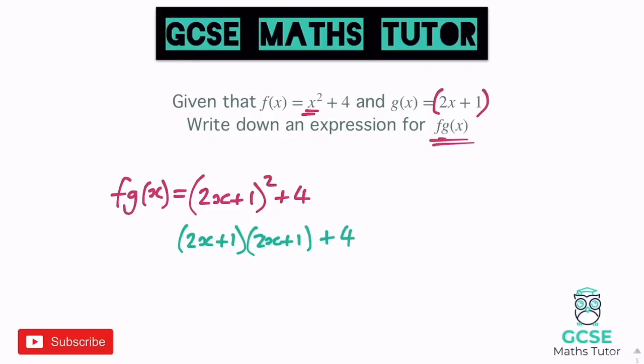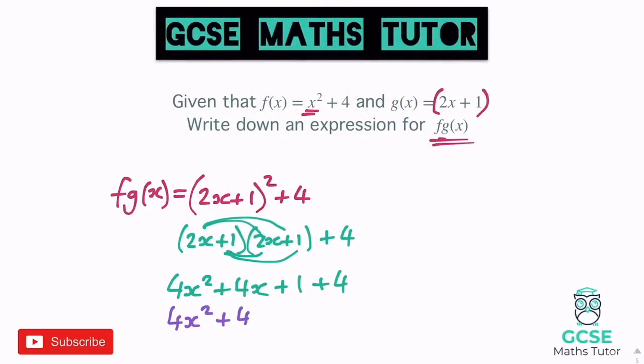So expand that as a double bracket, 2x times 2x is 4x squared. That's that one. Then we've got 2x times 1 and 1 times 2x, and that's going to give us a 2x and a 2x, which makes 4x. And the final multiplication there, 1 times 1 gives us 1, and we're going to add 4 at the end. So tidying this all up, getting that nice expression there, we've got 4x squared plus 4x, and then 1 plus 4 gives us plus 5 at the end. So 4x squared plus 4x plus 5.